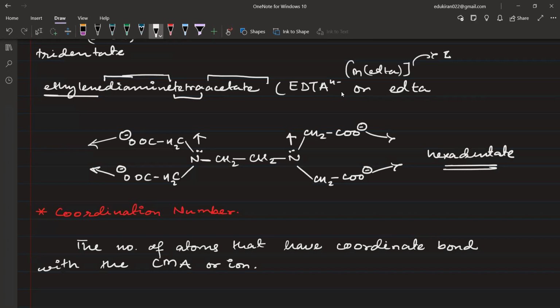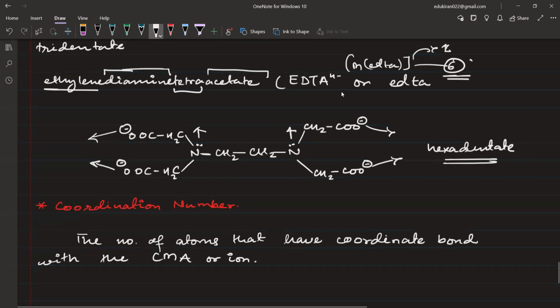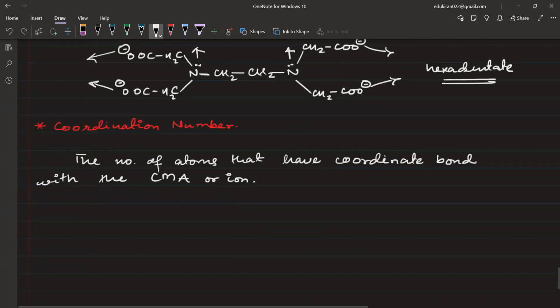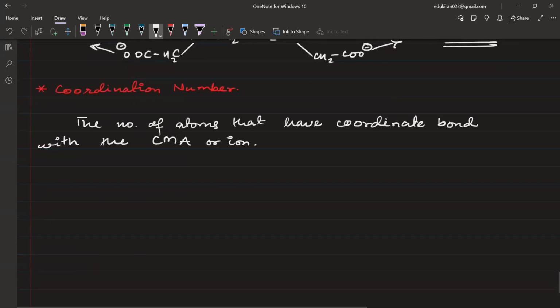What it is saying, it is not saying the number of ligands that have coordinate bond, it is saying the number of atoms. In EDTA4 we have 6 atoms which are going to have a coordinate bond with the metal atom. So here the coordination number is going to be 6. Please write the number of atoms that have a coordinate bond with the central metal atom or ion.